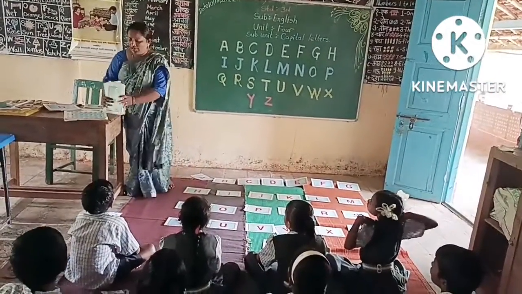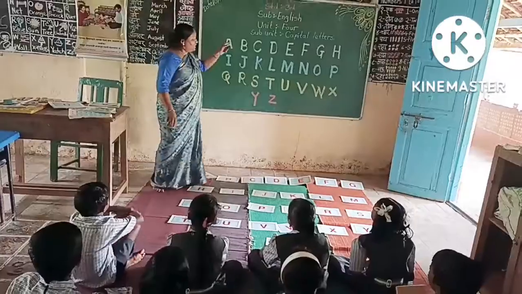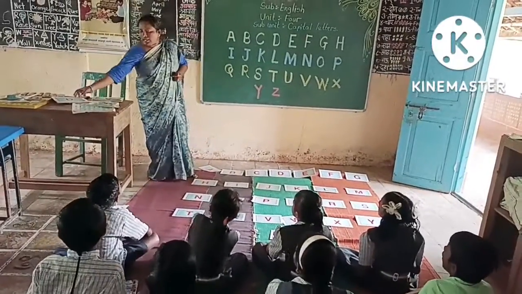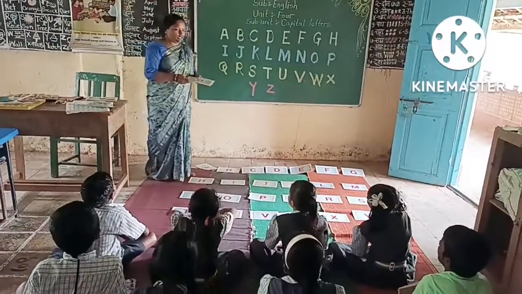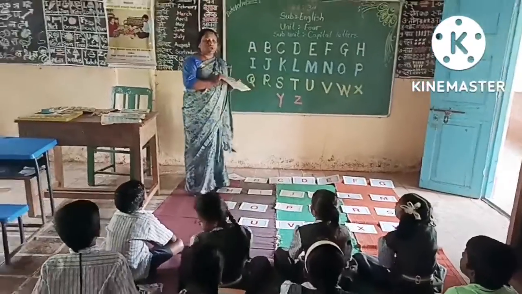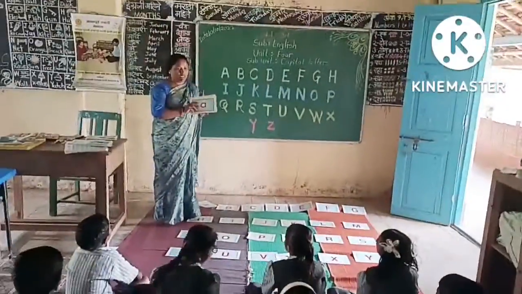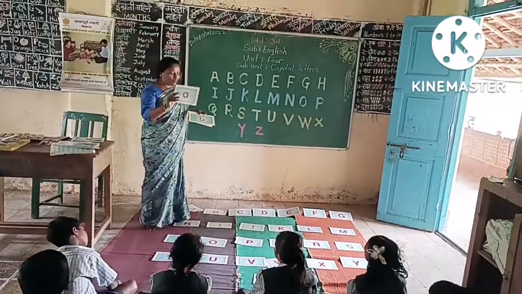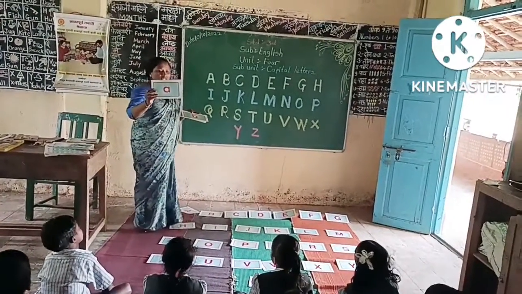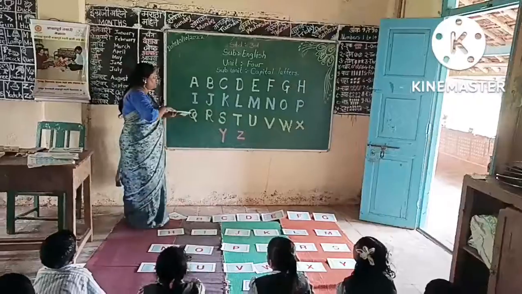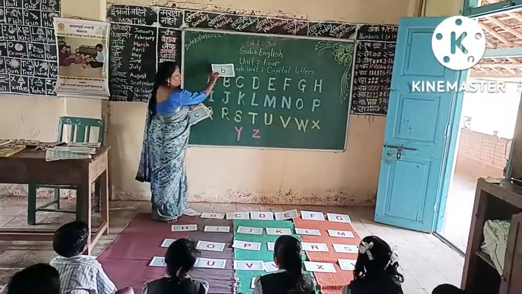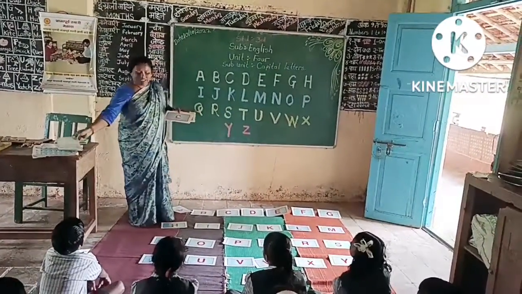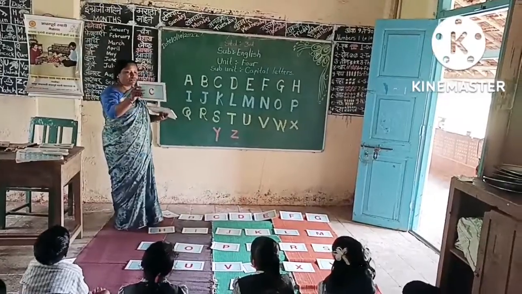We are learning the alphabet, capital letters. Now I will show you small letters. These are all A to Z letters. A, small a. This is small a. This is small b. Small b. This is small c.